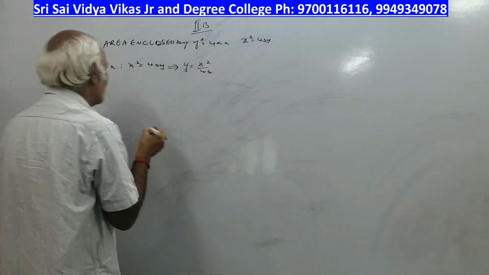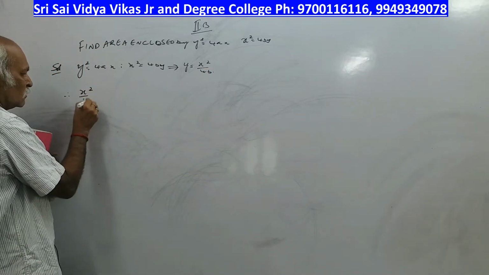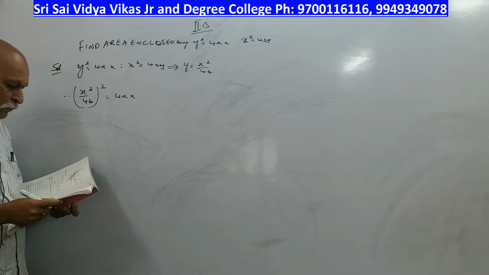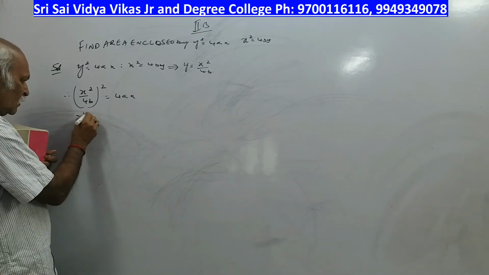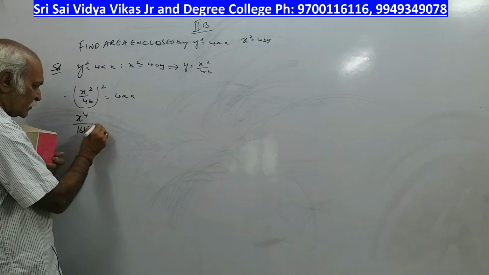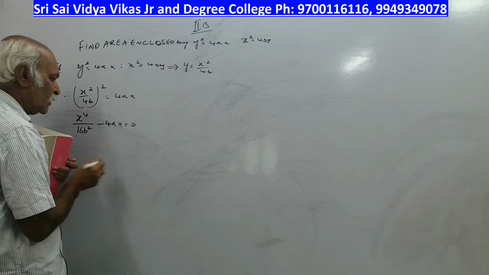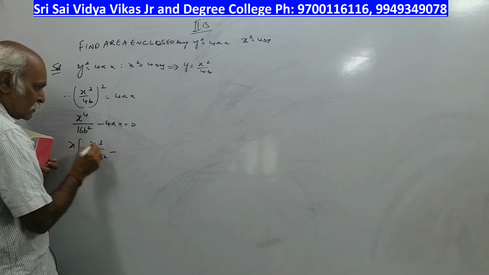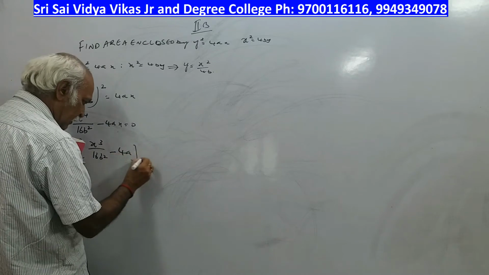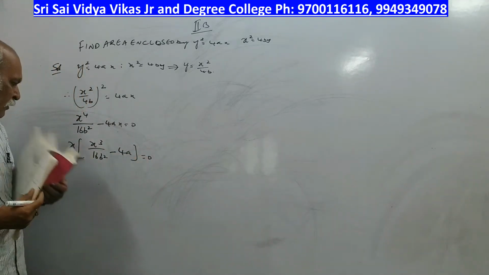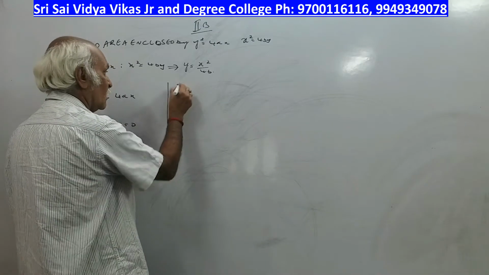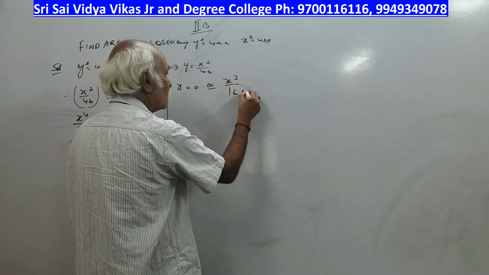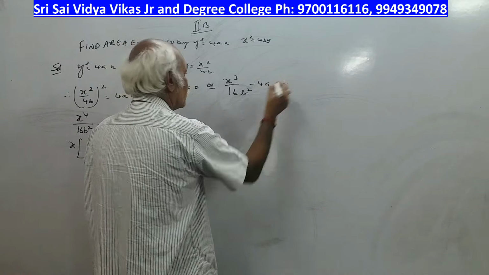x square by 4b. Therefore, (x square by 4b) whole square is equal to 4ax. Right? So this becomes x power 4 by 16b square minus 4ax is equal to 0. x common. x cube by 16b square minus 4a is equal to 0. Right? Therefore, x is equal to 0 or x cube by 16b square minus 4a is equal to 0.